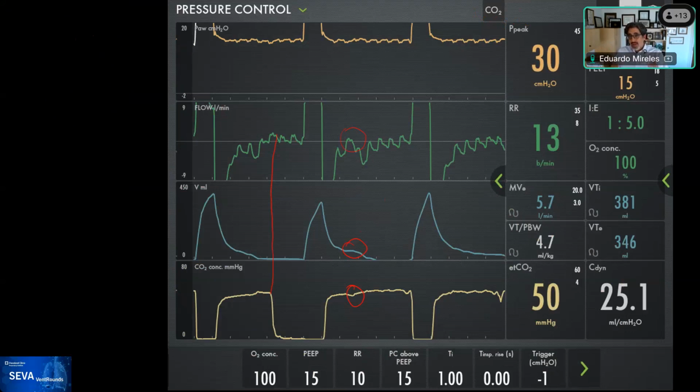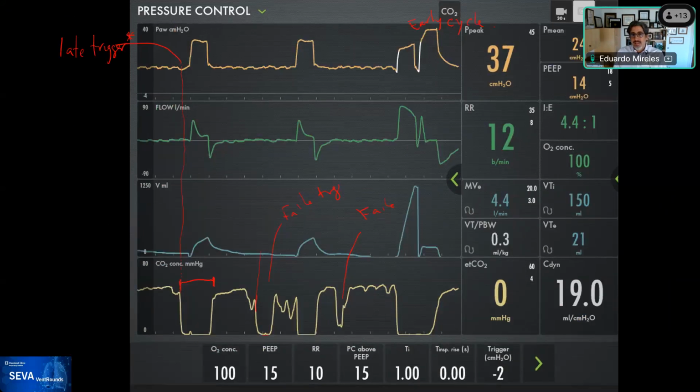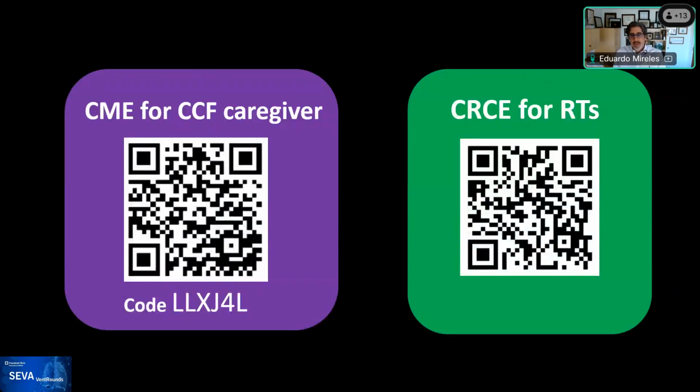But the point is, when I saw this, if your goal is comfort and synchrony, then you have to go to NAVA, and if not, you have to move towards a mode that will make the early cycle less problematic, and that's where the team ended. So really a good case to discuss. It's a crazy case with many things at the same time, and I think it highlights how sometimes the technology would not be able to solve problems easily.